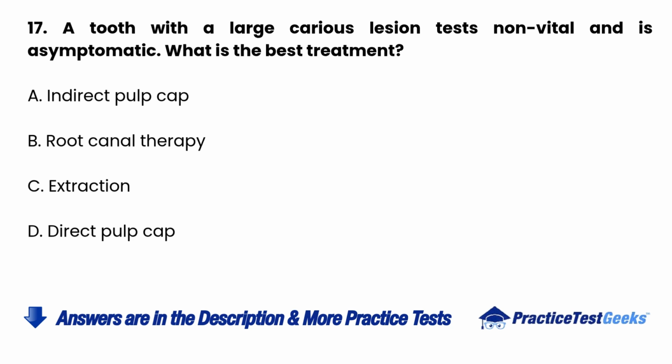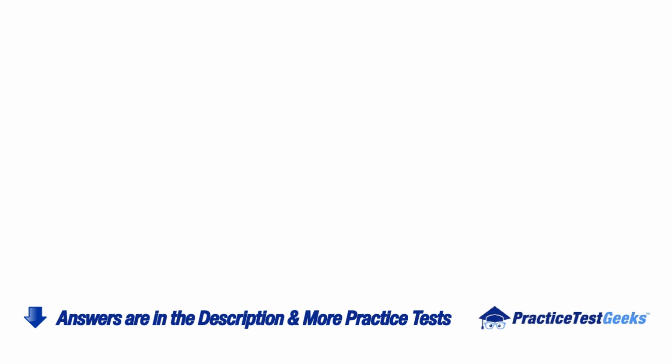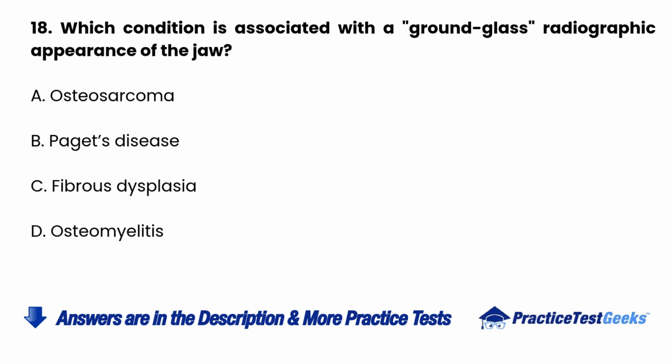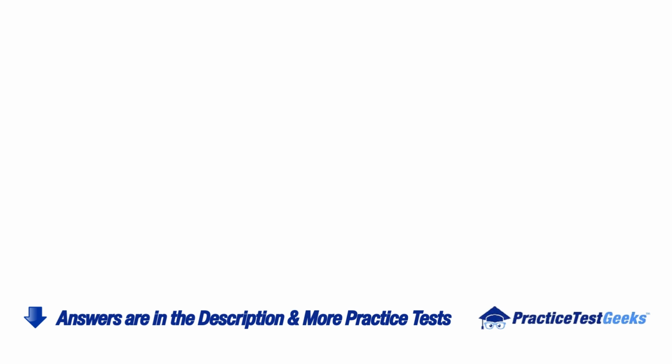A. Indirect pulp cap. B. Root canal therapy. C. Extraction. D. Direct pulp cap. 18. Which condition is associated with a ground glass radiographic appearance of the jaw? A. Osteosarcoma. B. Paget's disease. C. Fibrous dysplasia. D. Osteomyelitis.